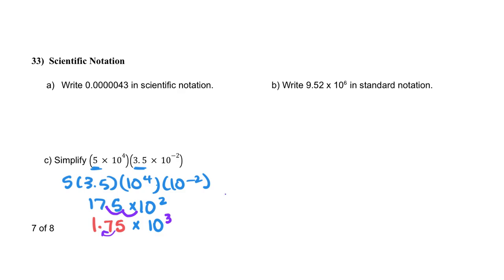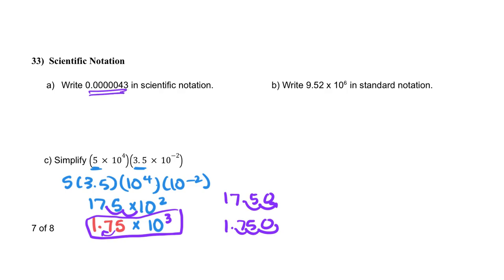So you can just try it out. If you have 17.5 and you go 2 to the right, you end up here. If I have 1.75 and I go 3 to the right, I end up in that same place. And just remember that when you have very, very small numbers, you are going to have a negative exponent. And when you have a positive exponent like here, you're going to have a very large number.